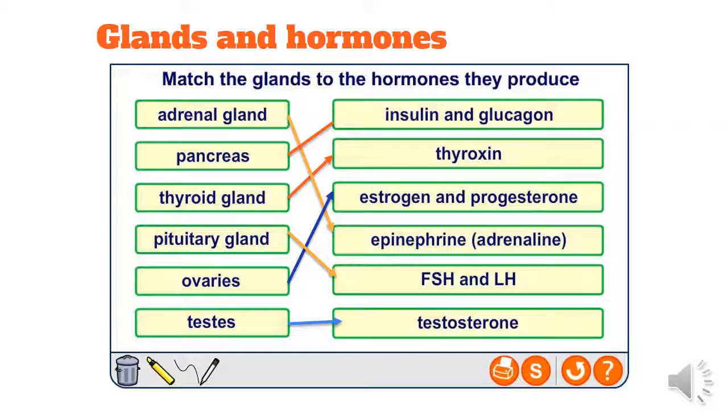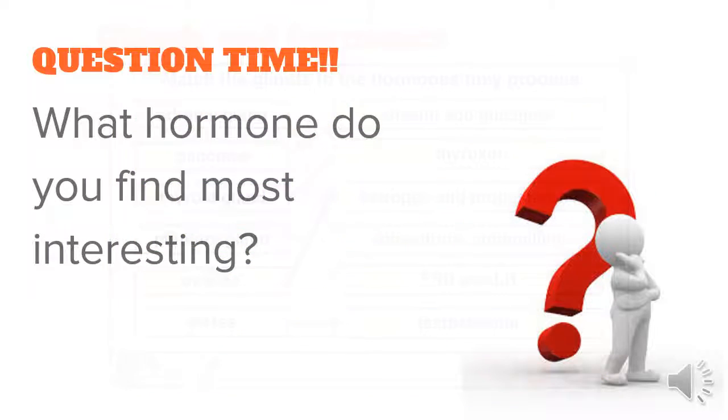Pituitary gland gives off FSH and LH, which are female hormones, although males also have some. The ovaries give off estrogen and progesterone. And the testes give off testosterone. So what hormone do you find interesting out of the ones we named there? Adrenal gland, pancreas, hormones. Insulin, glucagon, thyroxine, estrogen, epinephrine/adrenaline, FSH, LH, and testosterone.